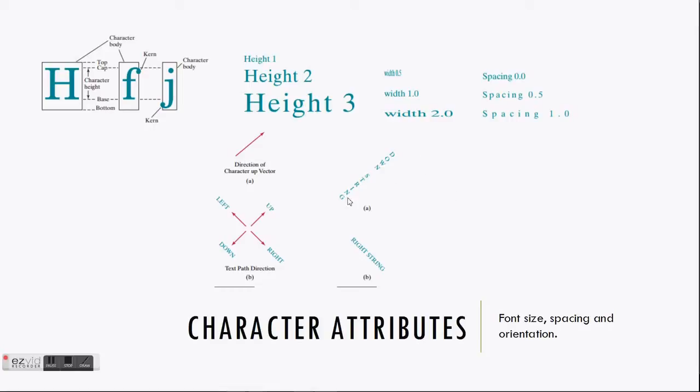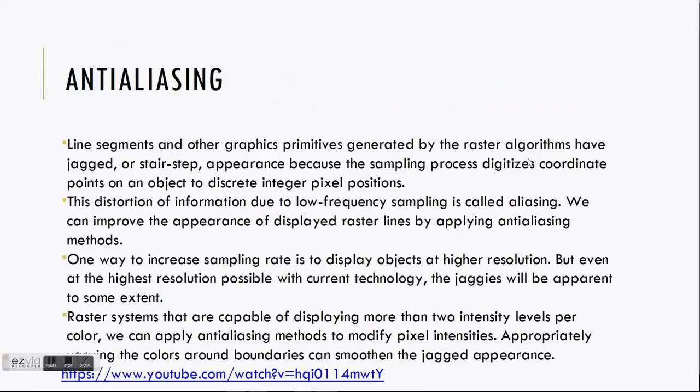The direction of a character, you can see the down string, and the text path direction, right string. See the difference between A and B. This is the text path, while this is the direction of character up vector.